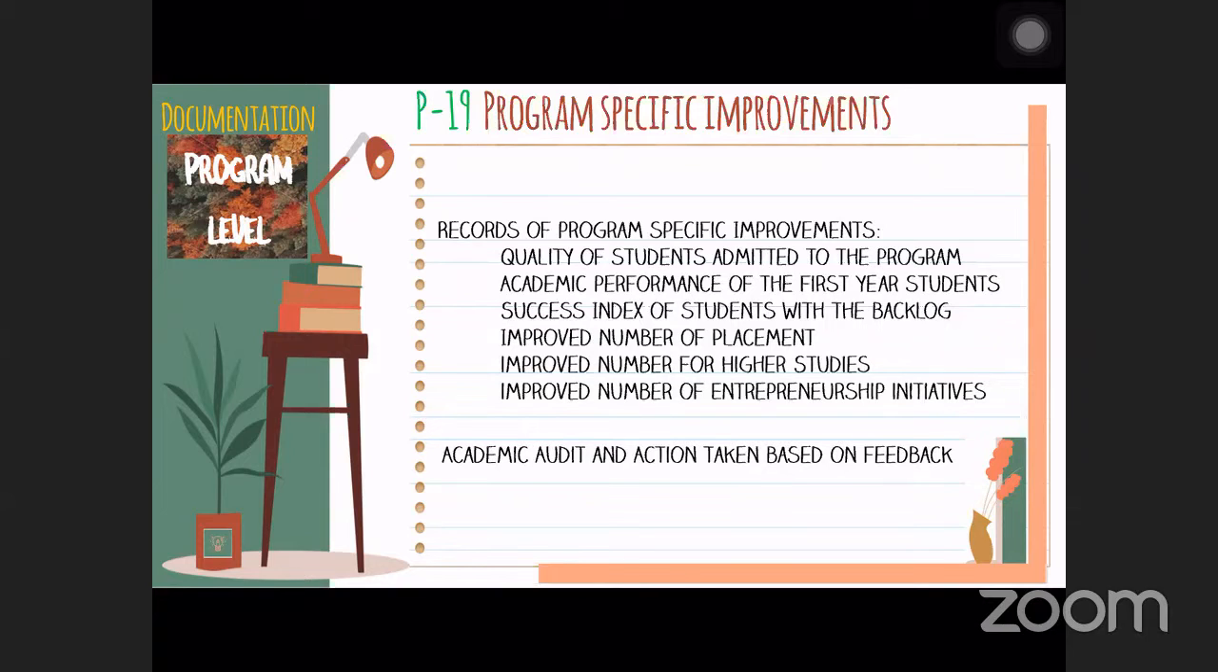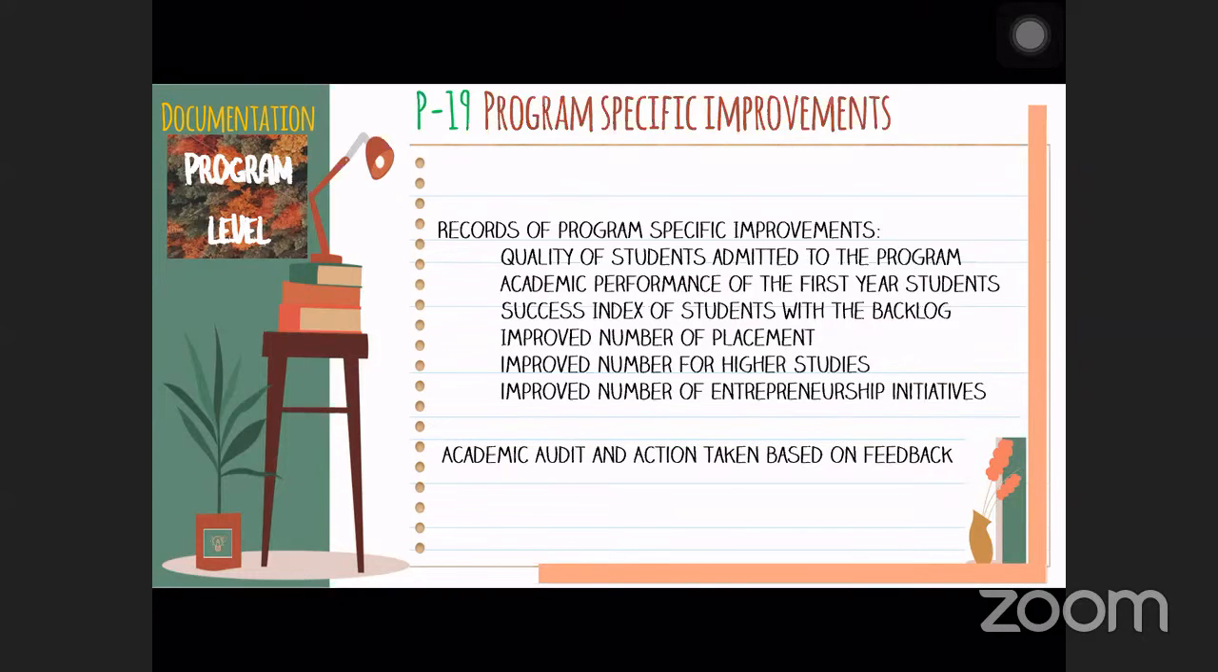Then the success index of the students with backlog, a very important document, because that shows how you are trying to improve upon your own failures. Then improved number of placements, of course, improved number of students going to higher studies, and improved number of entrepreneurship initiatives made by the students. All these things will prove that the program is continuously undergoing an improvement.